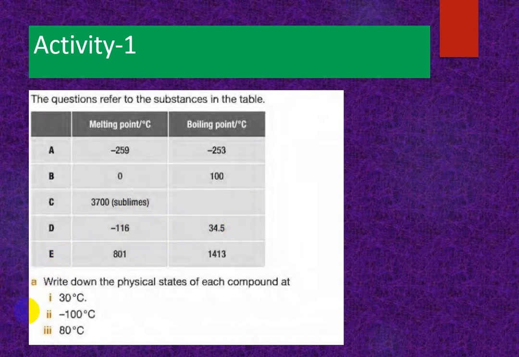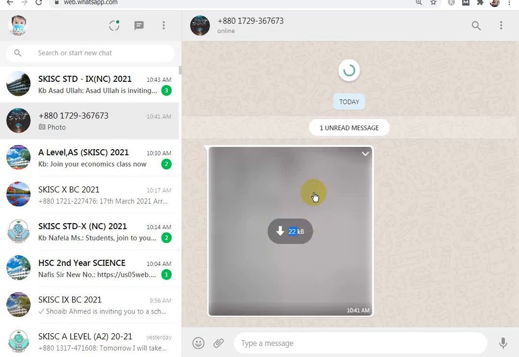Now question number E. At minus 100 degrees Celsius, what will it be? E? Solid. Solid. Good. Now your task. You will solve question number 3 and submit it to my WhatsApp number within 5 minutes. Okay? This is now classwork. Solve quickly. Question number 3: at 80 degrees Celsius, what will A substance be? Solid, liquid, gas. B substance, solid, liquid, gas. C substance, solid, liquid, gas. Okay, this is your classwork. Submit it.